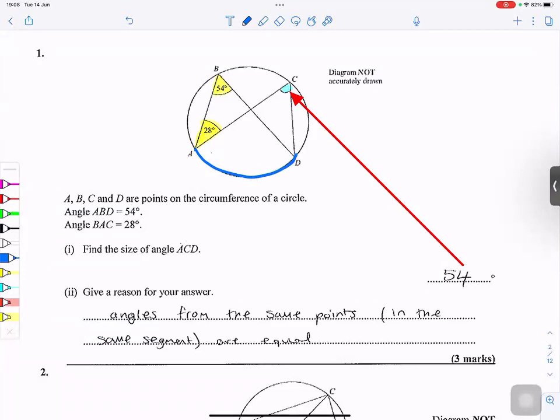Can you see what I've got here? Angles from the same point or in the same segment. Write this one: angles in the same segment are equal. All right, then. That one is an easier way sometimes to put it. Just say angles in the same segment are equal. Right then, and that's a three mark for that question.